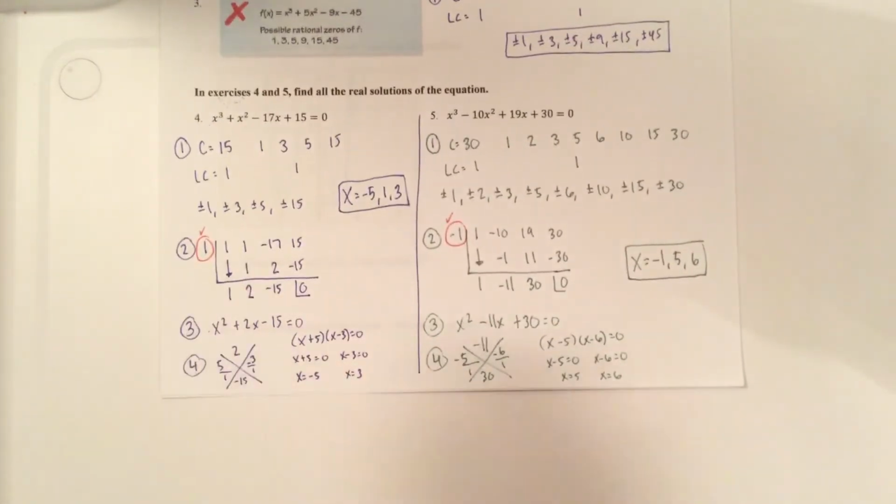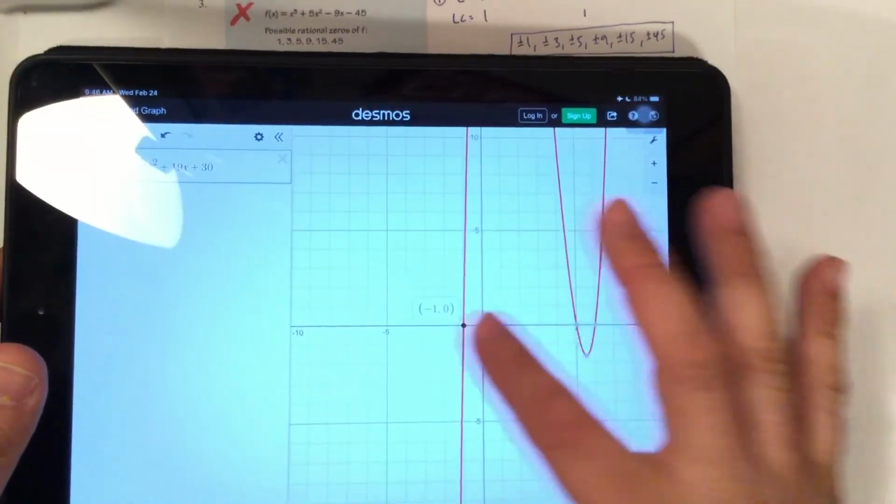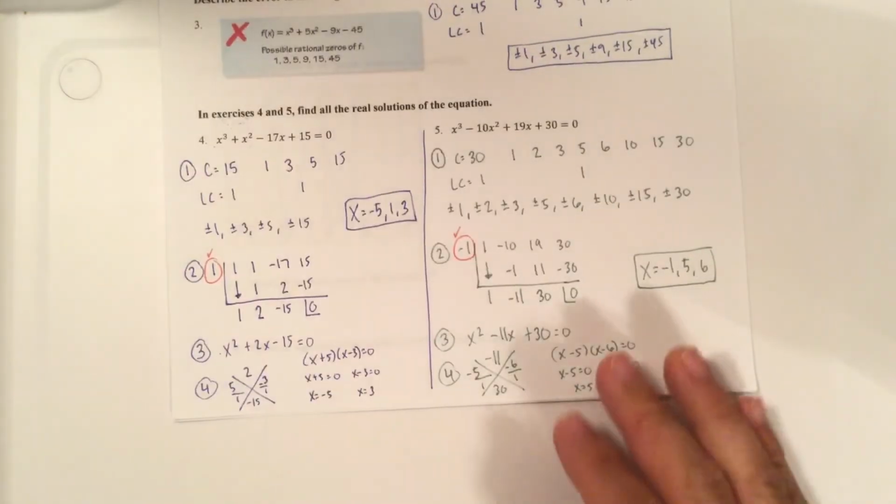Okay, and once again, I'm going to check my answers in Desmos, right? I've done all the work. Now I'm just checking to make sure I'm good. So we have -1, 0, 5, 0, and 6, 0. Okay. All right, let's keep moving on.